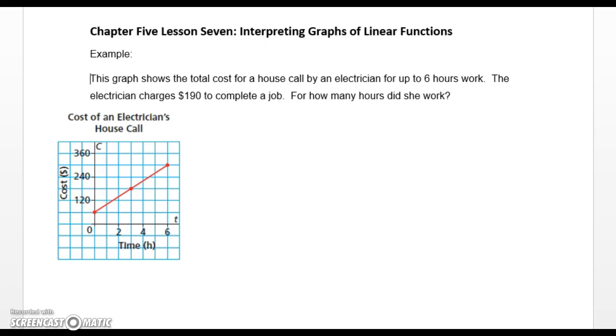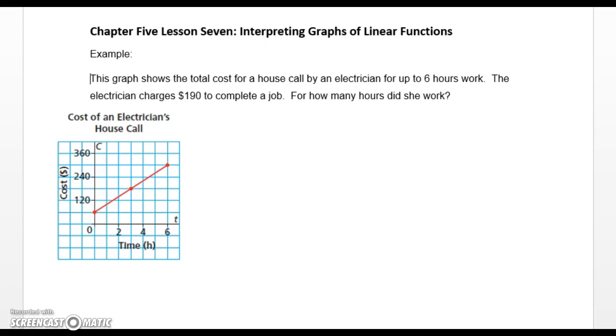In this video, we're looking at Lesson 7 from Chapter 5, which is talking about interpreting graphs of linear functions. So here we're just going to jump straight into an example, which is example number 4 from your notes. This graph shows the total cost for a house call by an electrician for up to 6 hours of work. The electrician charges $190 to complete a specific job. So we want to know, for how many hours did she work?